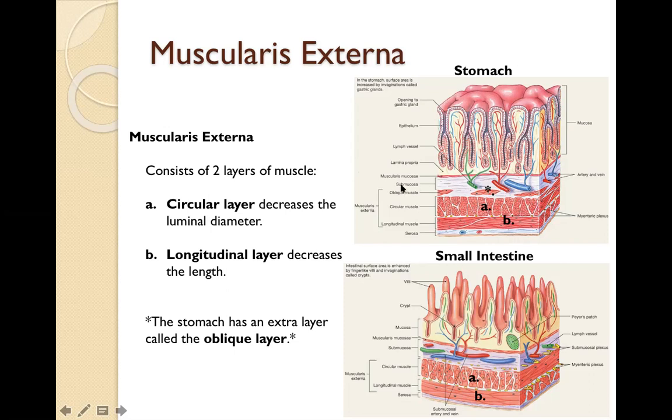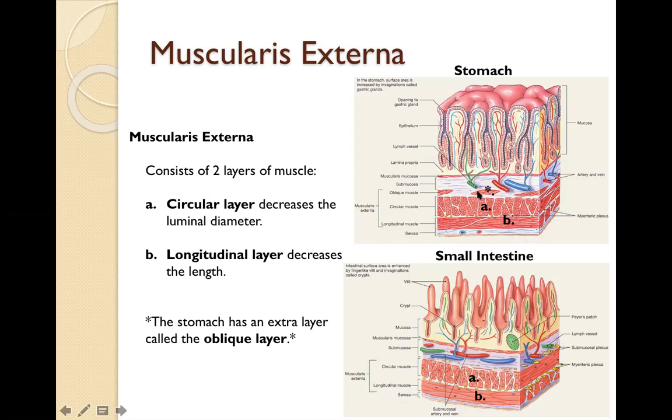Notice that in the stomach, there's actually a muscle here. There's a layer of muscle here. There's a layer of muscle here. And there's a layer of muscle even deeper than that. The stomach has three layers of the muscularis externa.